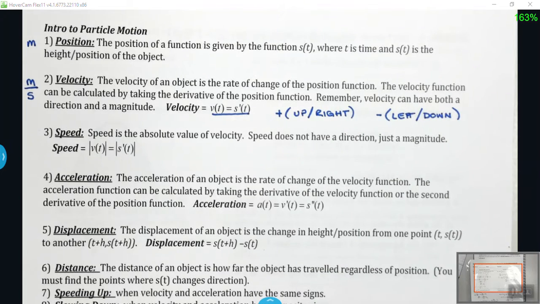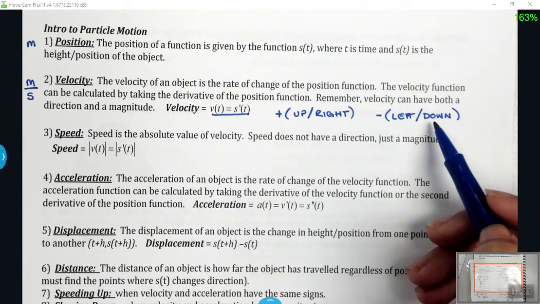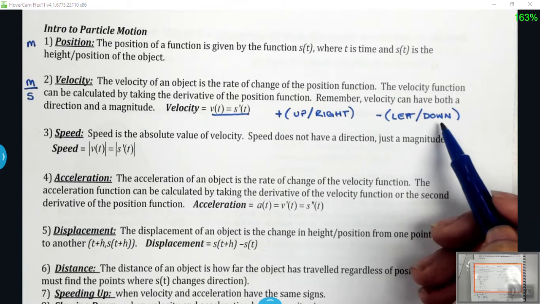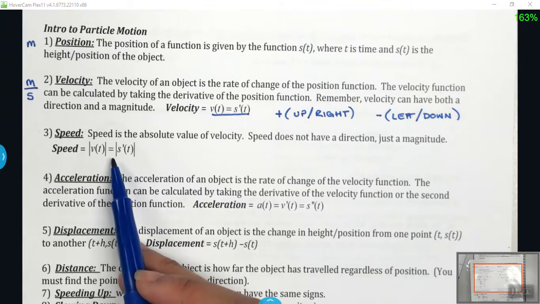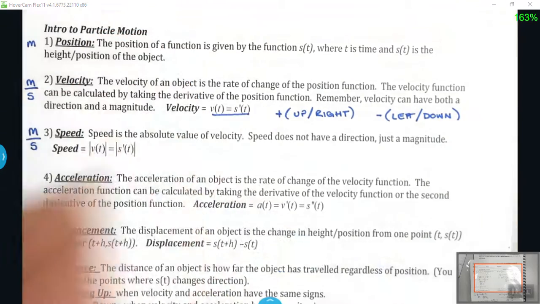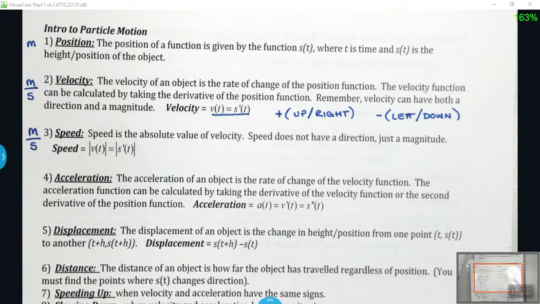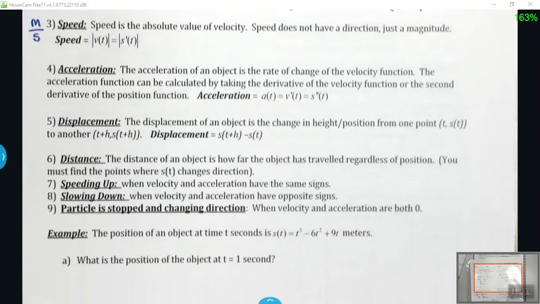Okay? So if you're negative, you're going to be moving left if you're moving left or right, and if you're moving up or down, the negative would mean down. Speed takes away the direction, and it just gives you a magnitude, so that's still meters per second, but you're going to be always positive for speed. So if you ever want speed, just take the absolute value of velocity, because it takes direction out of it.